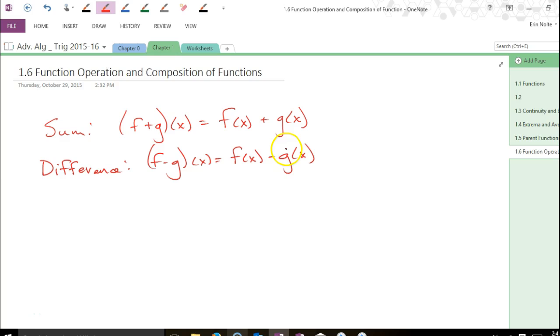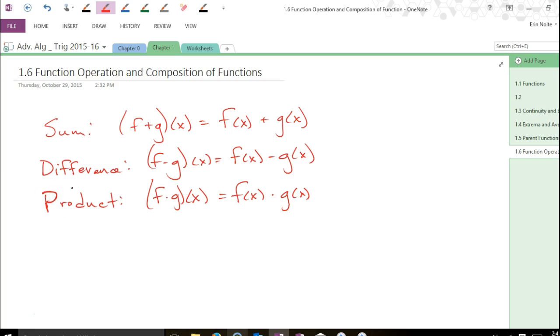Okay, so we got some differences. Multiplying two things together would be called the product. The product of two functions, f times g, is equal to the f of x times the g of x.